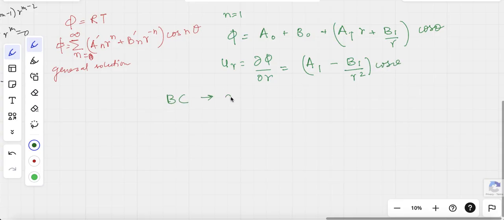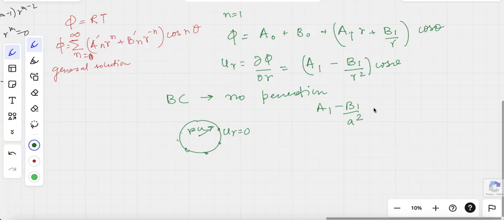First is no penetration, which means that at all points ur equals 0. So we have a1 minus b1 by r square at r equals a is equal to 0.